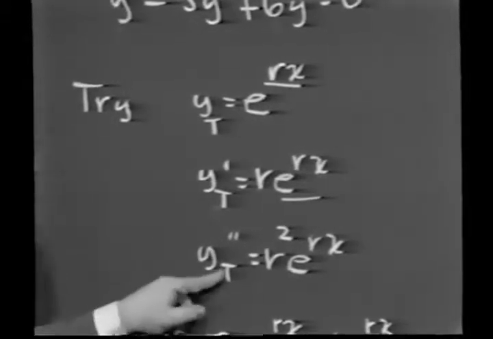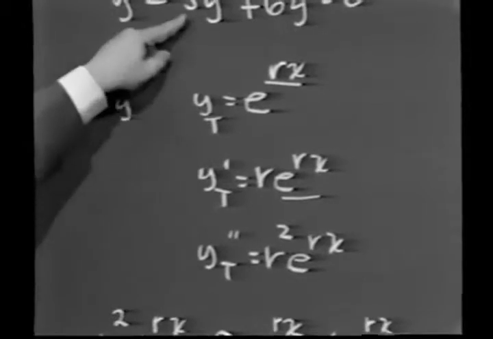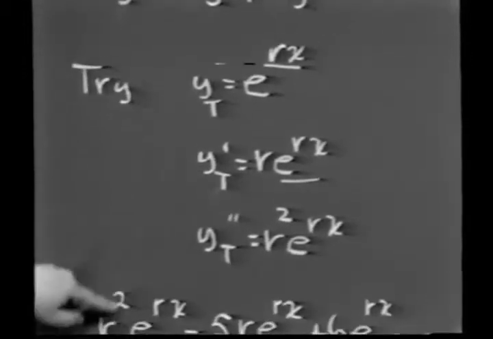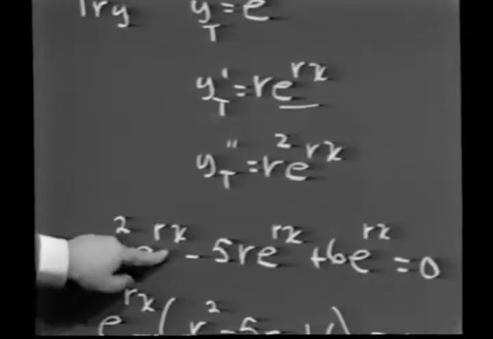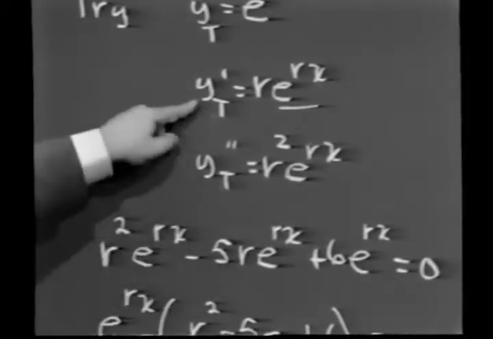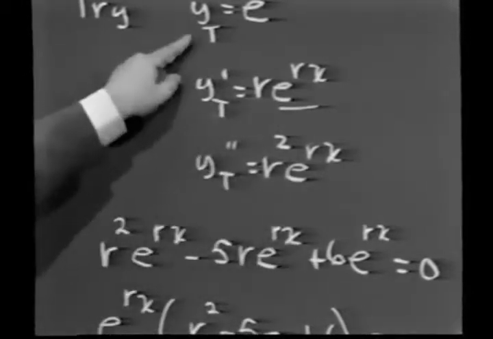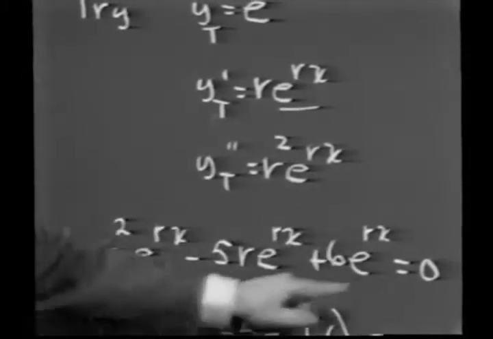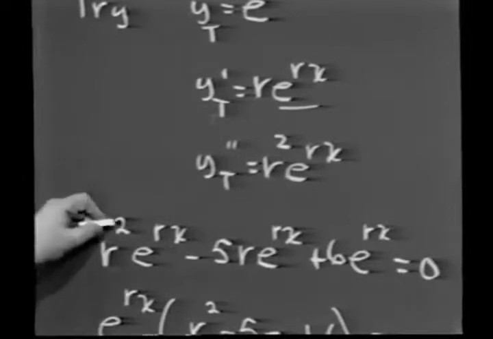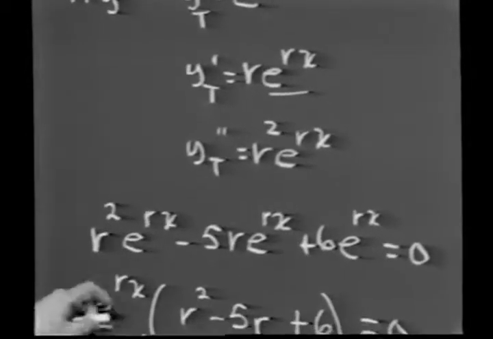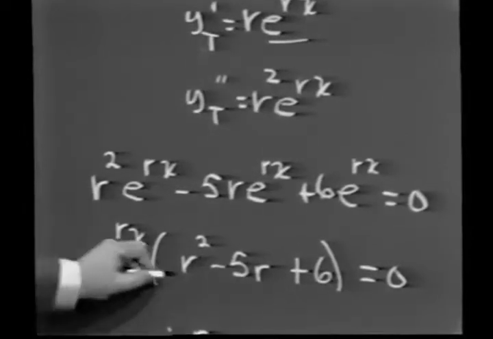If I now substitute these results back into my original equation, look what I wind up with. y double prime becomes r squared e to the rx, minus 5y prime, that's minus 5r e to the rx, plus 6y, 6 e to the rx, and that must equal 0. And here's the key point. e to the rx is now a common factor. I factor that out.